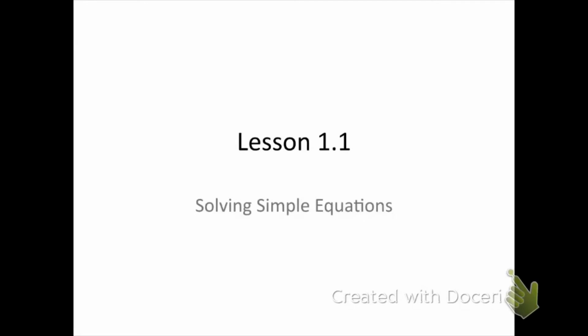Okay, lesson 1.1, solving simple equations. You will be able to take notes on this video and with these examples that are coming right out of your student journal. And the ones that you'll start writing on are under extra practice on page 6 of your student journal. We're going to start off pretty basic here.